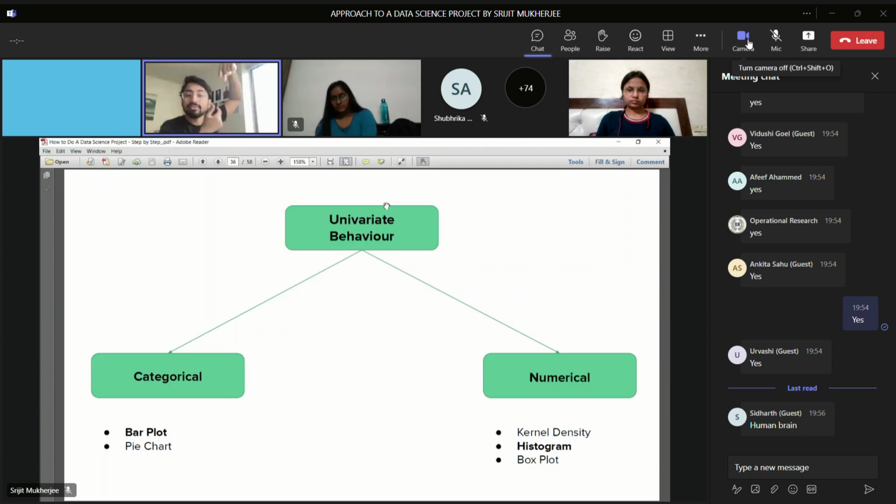That's why you need to understand the univariate behavior. I'm saying univariate because it's a single column of data. Understanding its behavior tells you whether there is more than one type of wine or not. That's the goal.